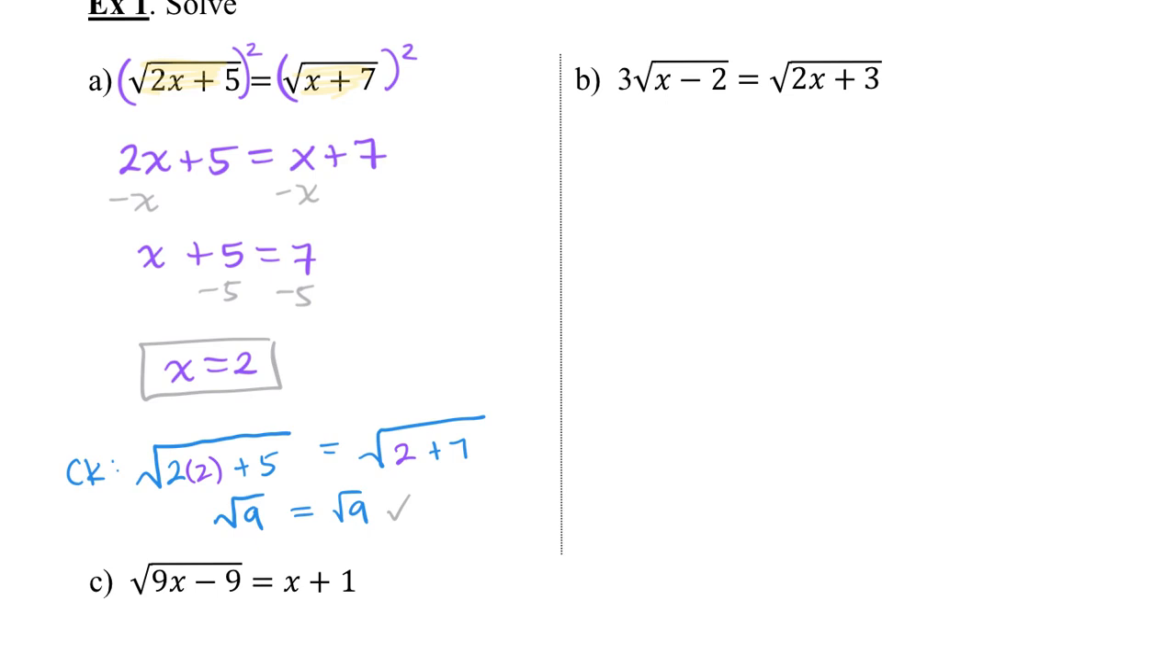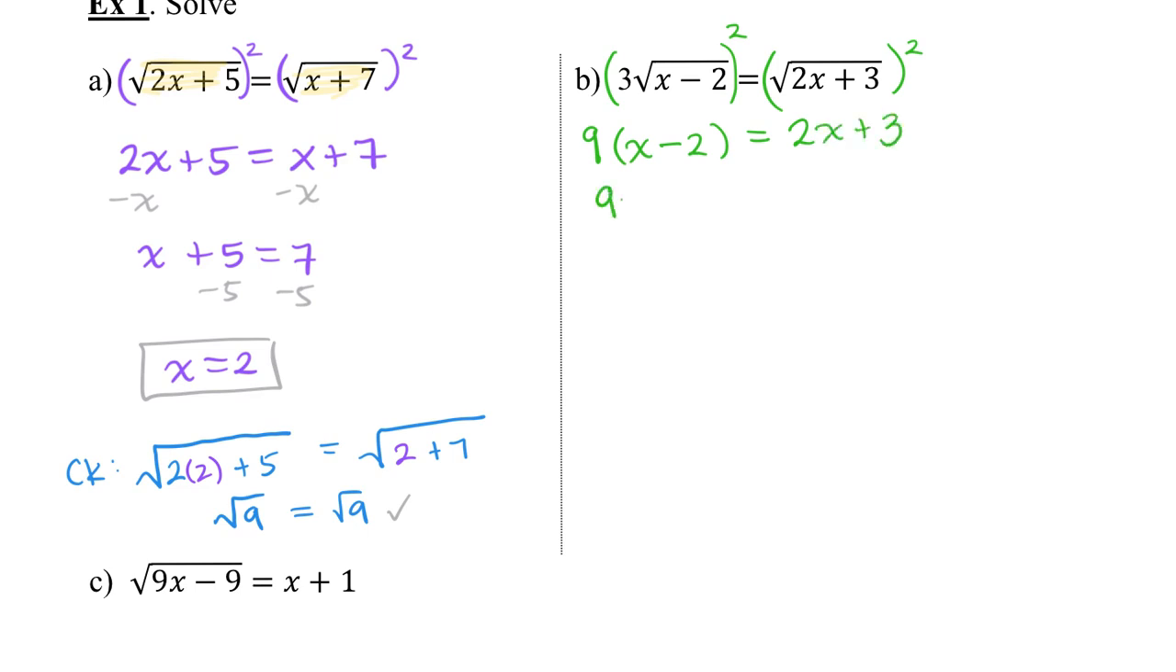When I square the left side, I have to square the whole thing. Same on the right side. Okay, now I need to distribute the squared to this and to this. If I do 3 to the second power, I get 9. If I do the square root of x minus 2 squared, the square root cancels, and I get x minus 2. I'm going to put it in parentheses because the radical canceled. Okay, the square root of 2x plus 3 squared is going to be 2x plus 3.